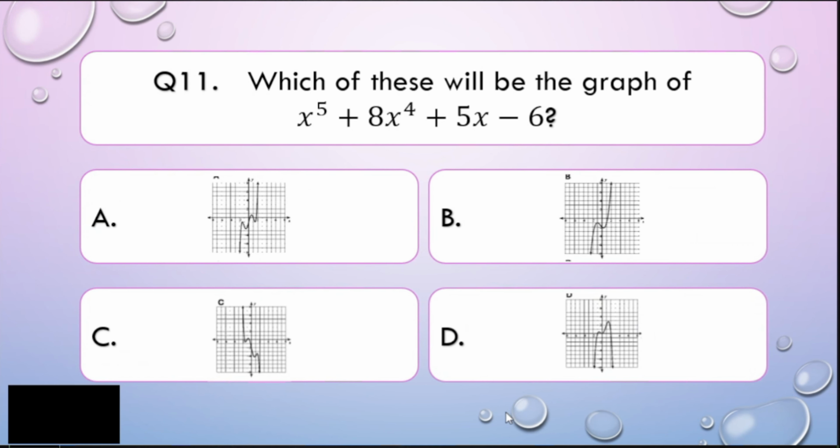Which of this will be the graph of x to the 5th power plus 8x to the 4th plus 5x minus 6? Is it A, this one, B, this one, C, this one, or D, this one? I'll give you 5 seconds to think about your answer.